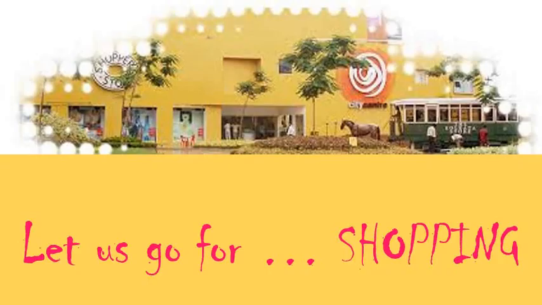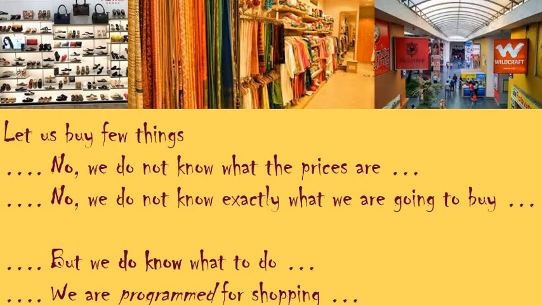Then we do some other similar activity, like something called shopping. Mainly it is done by ladies most of the time. And we say, come, let's go and buy a few things. But we do not know what the prices are. No, we don't even know what we are going to buy. But we do know what to do. That means we are programmed for shopping.